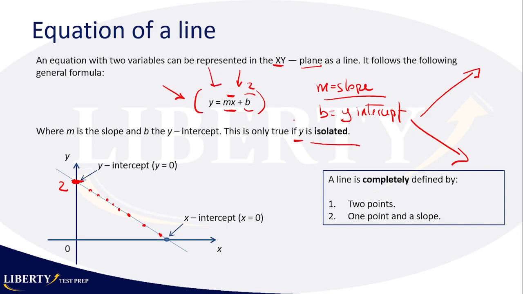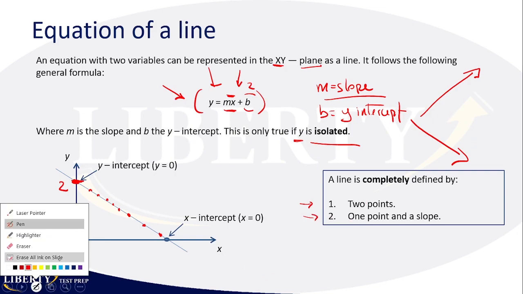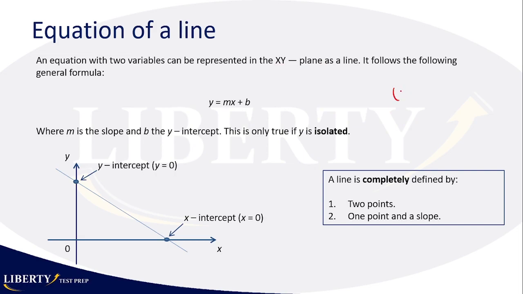Okay, so now how do you know that you can get a full line? A line is completely defined by two things. Number one, 2 points. Number two, 1 point and a slope. So if they give you 2 points, for example, point (3, -2) and point (8, 4), and the line crosses those 2 points, with that you can get the equation of the line. You can get to know the line, so you can draw it.